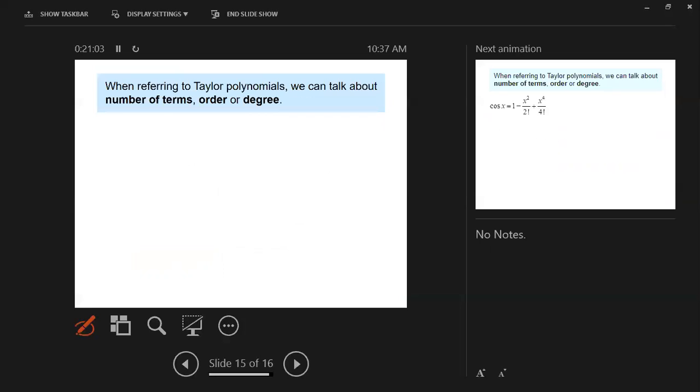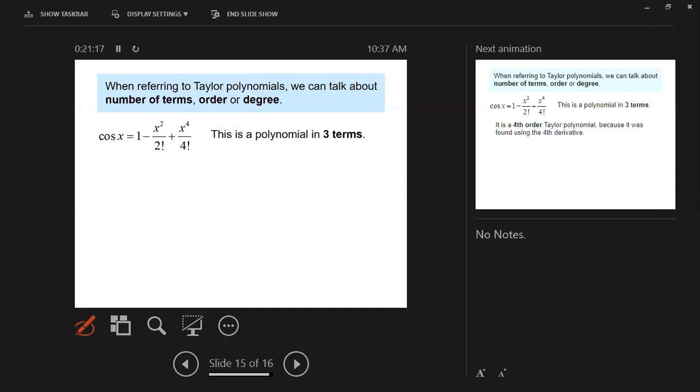But just one more thing to keep in mind, there's some vocabulary here. When we're talking about Taylor polynomials, we talk about three things typically: the number of terms, the order, and the degree. For this particular cosine polynomial approximation, this is a polynomial that has 3 terms. Terms are separated by addition and subtraction. That's something we've been talking about for years. This is the word term.